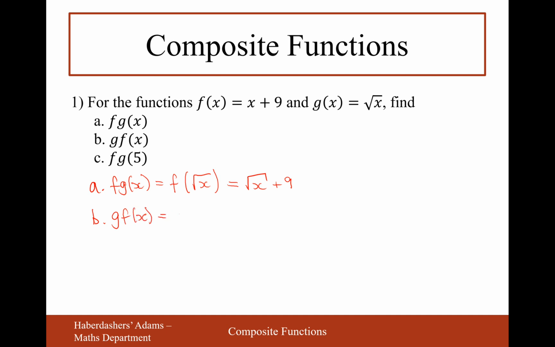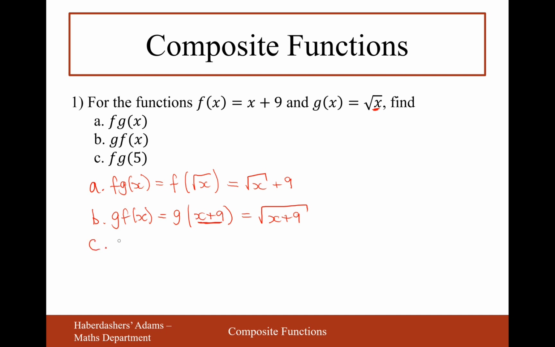First of all, I do the f function because the f function is nearest the brackets. So the f function is x plus 9. And then I'm going to put this algebra into the g function. So the g function is this one here, so it's going to be the square root of x plus 9. Where x appears in the g function, I'm going to write x plus 9.